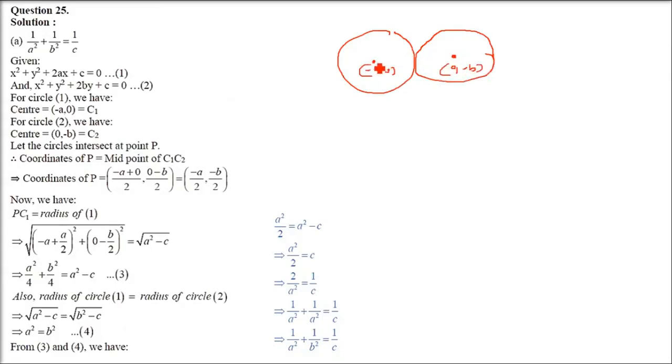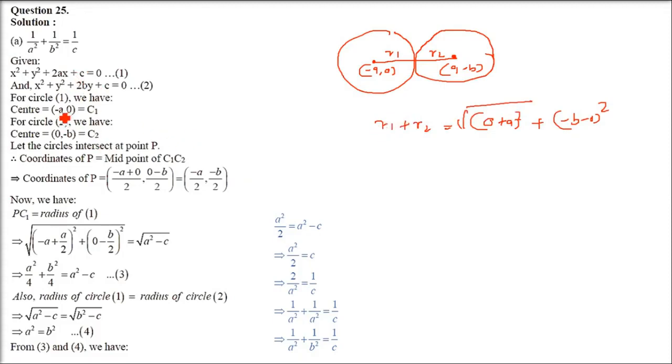Now we have to find out the radius. So what will be the radius 1 and radius 2? Again you can find out using under root g square plus f square minus c. So let me take the distance also, that is the distance between the centers. 0 minus minus a, that is 0 plus a, and minus b minus 0, whole square. So the right hand side is known now.